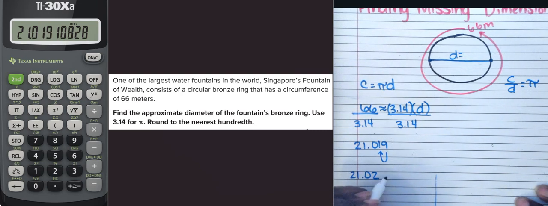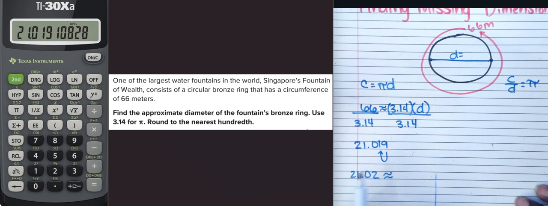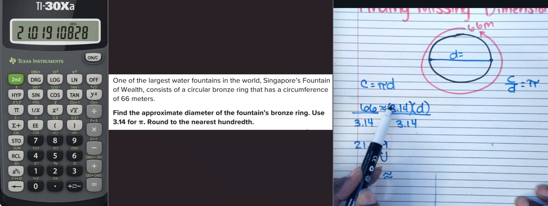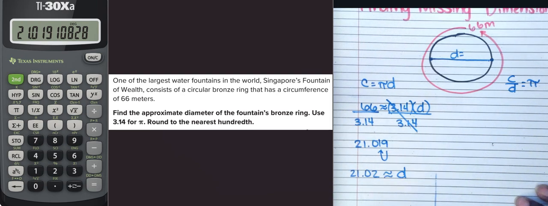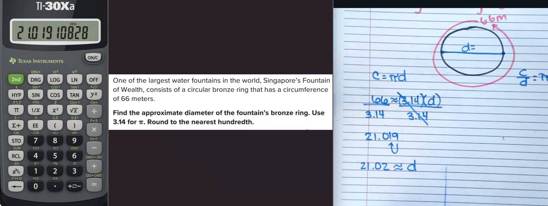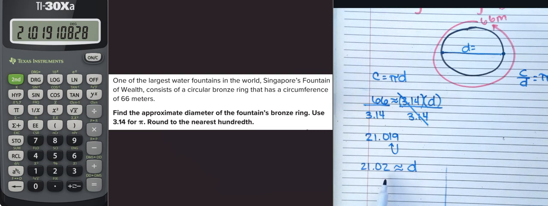And then we're going to bring down our approximation sign. And then we have 3.14 divided by 3.14. That is now 1, and we're left with D. So the value of our diameter is going to be approximately 21.02 or 21 and 2 hundredths.